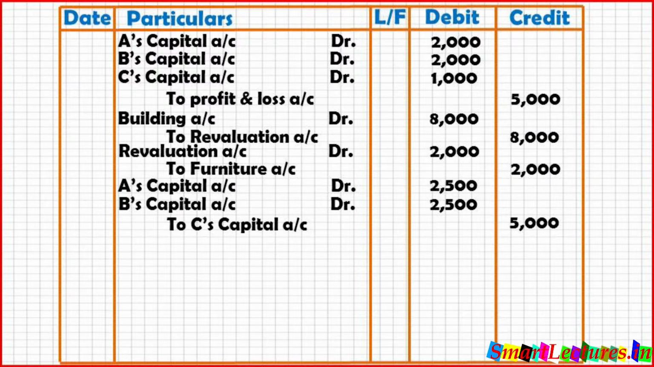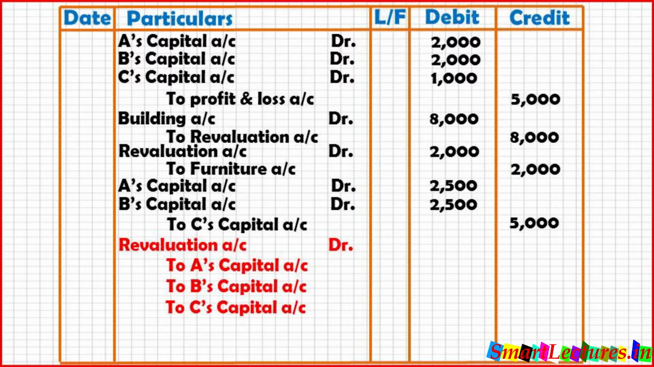So let's go to the journal entries again and pass the journal entry. Revaluation account debit to A's capital, to B's capital, to C's capital. 6,000, 2,400, 2,400, 1,200. Be careful. I am not writing any narration for the journal entries, but don't forget to write down narration for journal entries in your exams or in your homework.